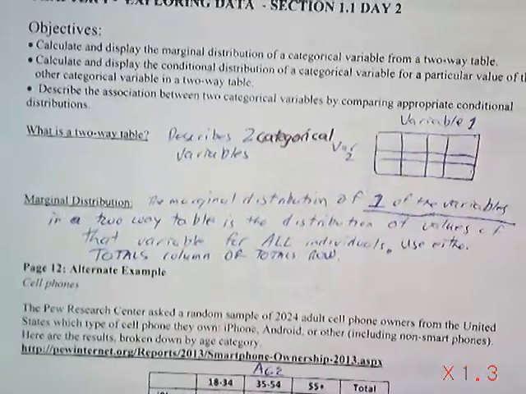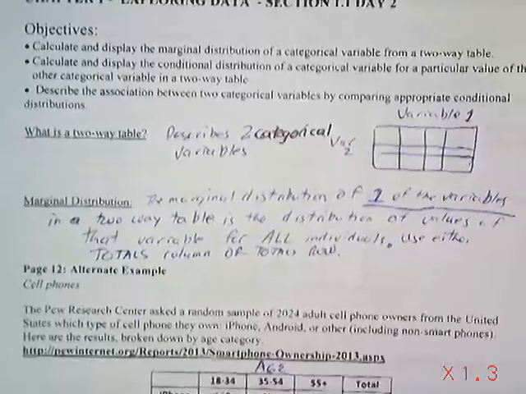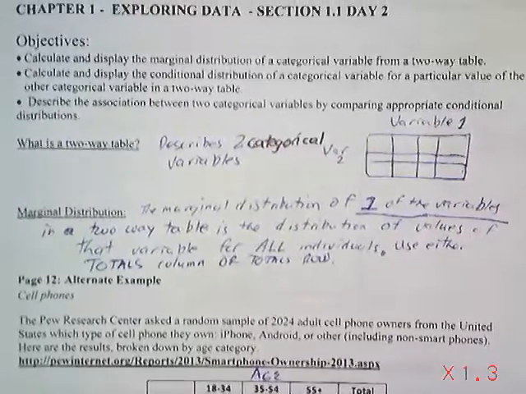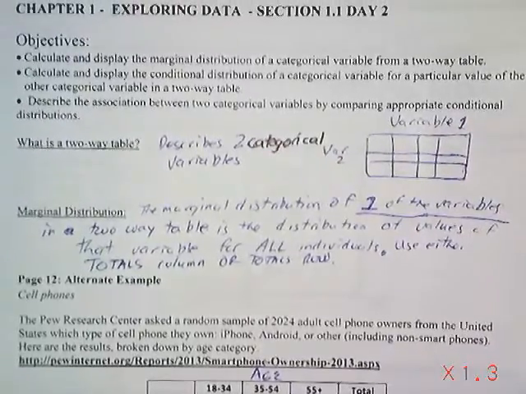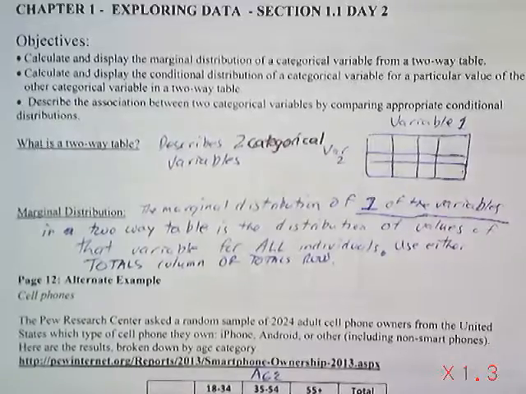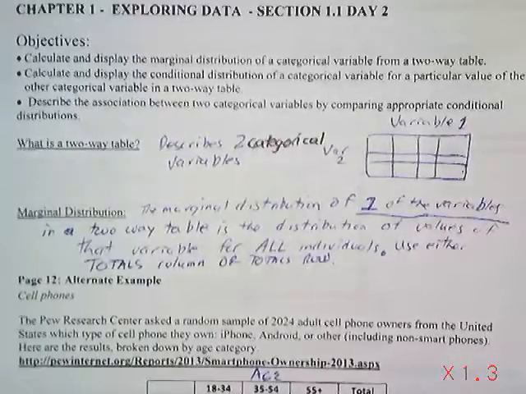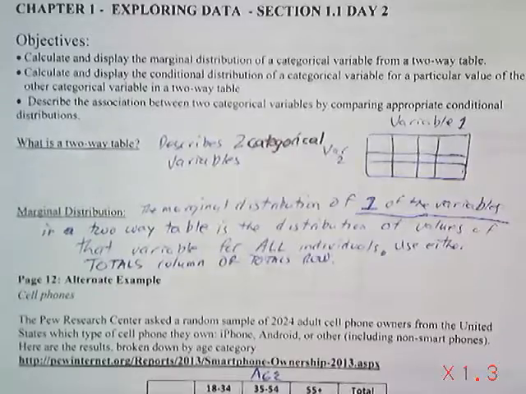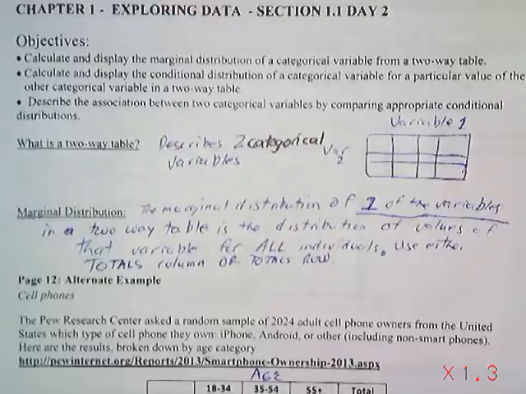Okay, so today we're exploring data, section 1.1, day 2. We're going to calculate and display the marginal distribution of a categorical variable from a two-way table, calculate and display the conditional distribution of a categorical variable for a particular value of the other categorical variable in a two-way table, and describe the association between the two categorical variables by comparing appropriate conditional distributions.